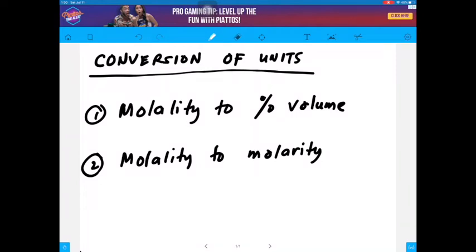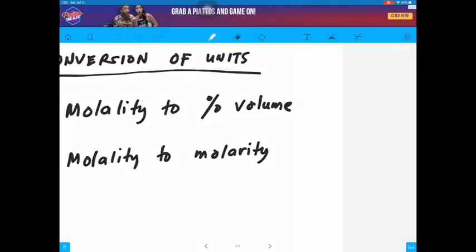Hello class, I will be giving more examples for the following conversion of units. The first one is molality to percent by volume calculations and molality to molarity calculations. Let's get started with our first example.